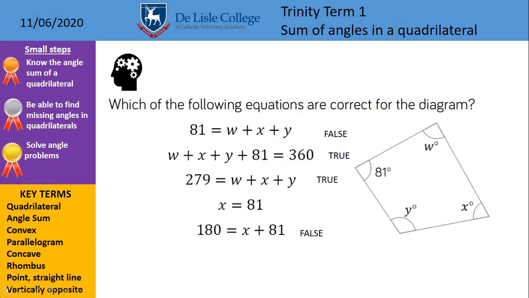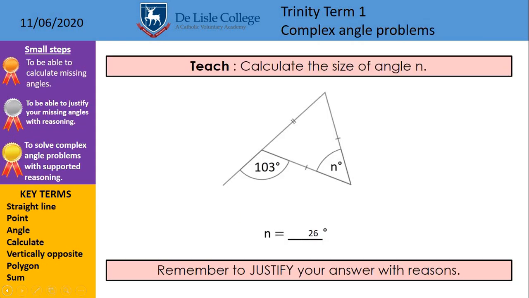So where we've got 103 degrees, the angle next to it must be 180 minus 103, which would give us 77 degrees. So that would be 77, and then as it's an isosceles, the other one will be 77. The 3 together, 77 plus n, must equal 180. So we'll take away 2 lots of 77 from 180, and we're left with 26 degrees to solve for n.